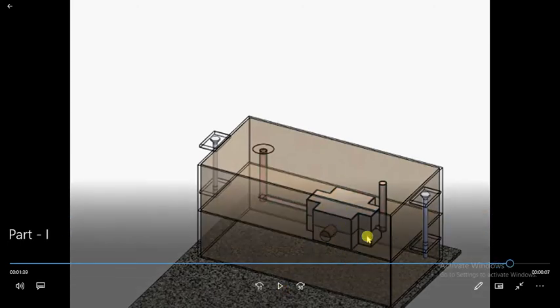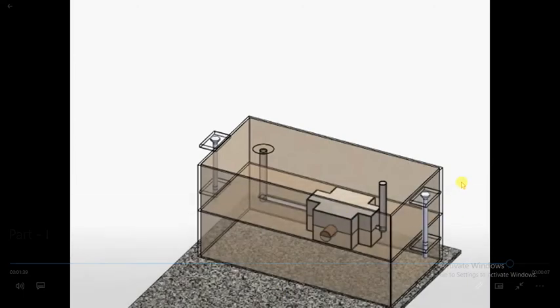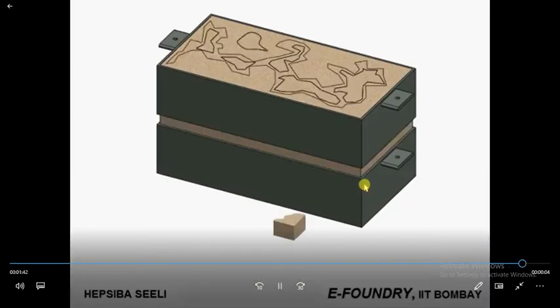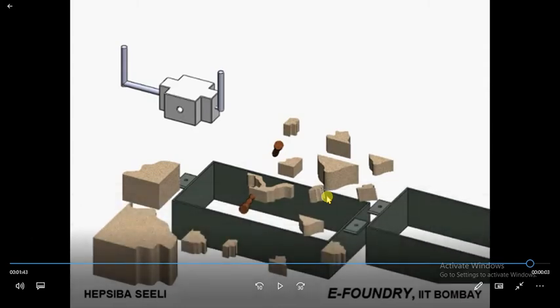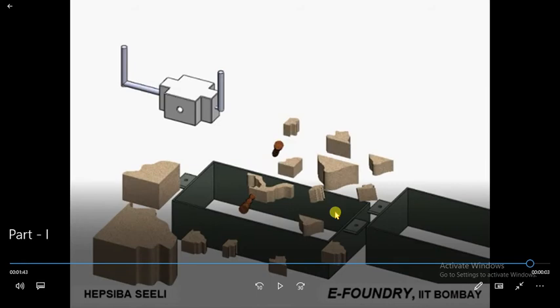Then a certain time is given to allow this molten metal to solidify. Remove all this, and here you can see the mold cavity is broken, and this is the required shape and size of the product. If you see further, the runner and riser are there, but they are also removed. You can see ahead.